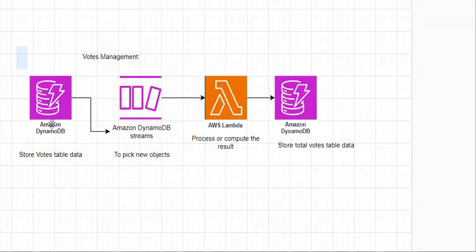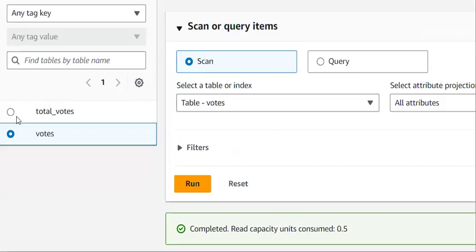Now let's move back to our architecture and see. Since a new item is put into this DynamoDB table, this leads to creating a DynamoDB stream, and that leads to triggering this Lambda function. This Lambda function needs to process and provide the total result to the total votes table. So I'm moving back to total votes to check whether I got the result or not.